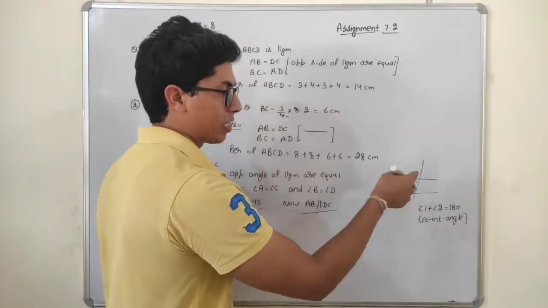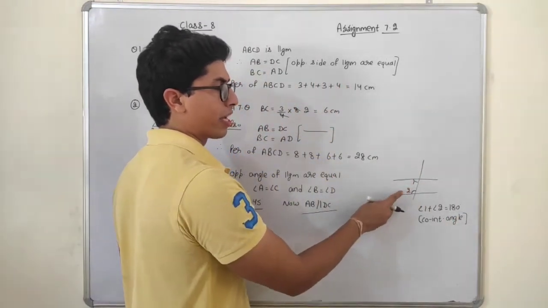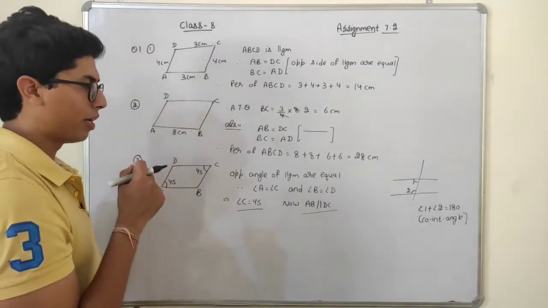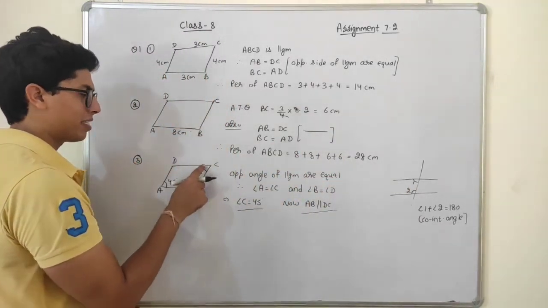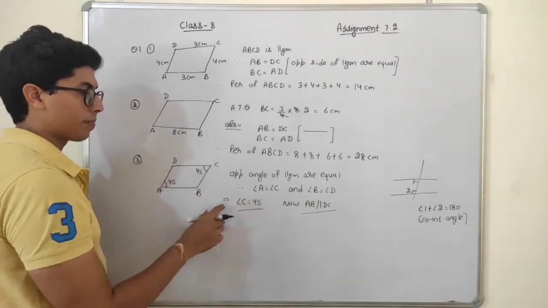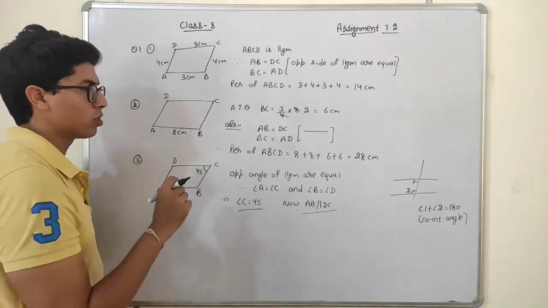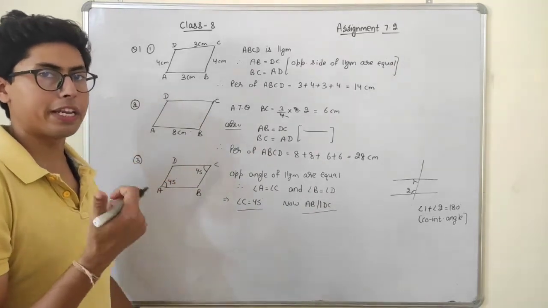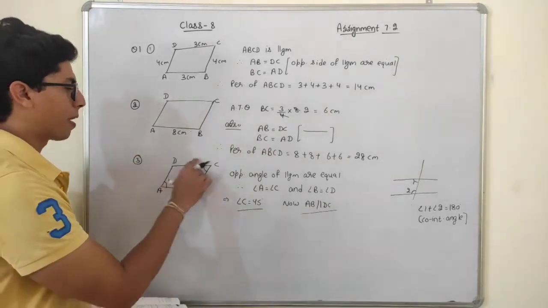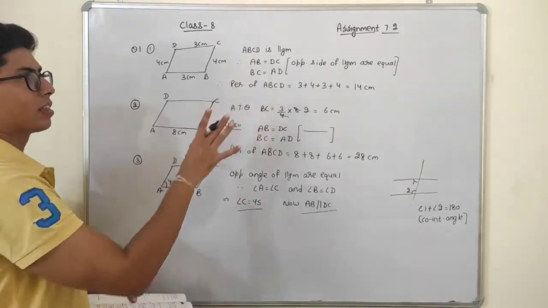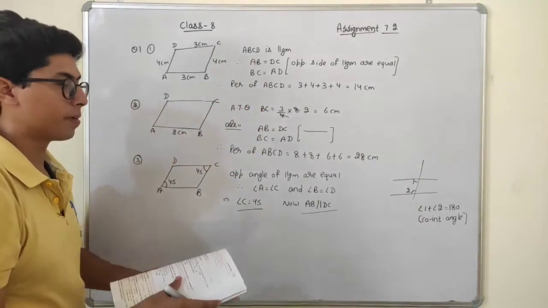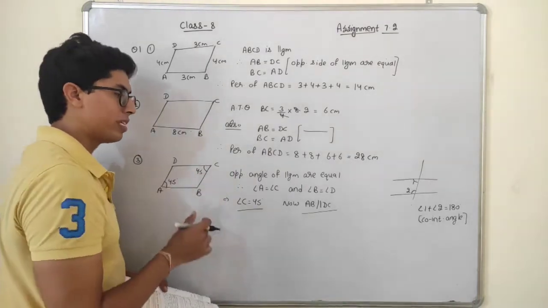That means if two lines are parallel, the inside two angles between the two parallel lines, their sum will be 180 degrees. AB is parallel to DC because of the property that opposite sides of a parallelogram are equal and parallel. I have already taken this, and they are parallel as well. So AB is parallel to DC.